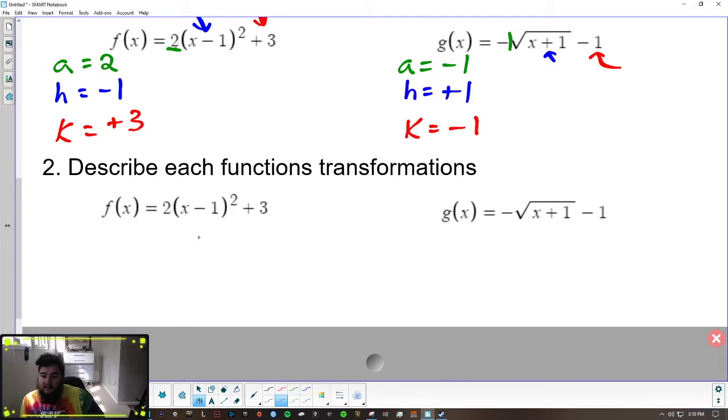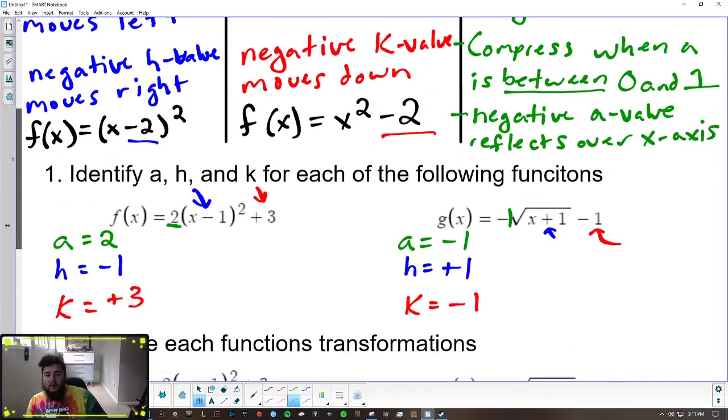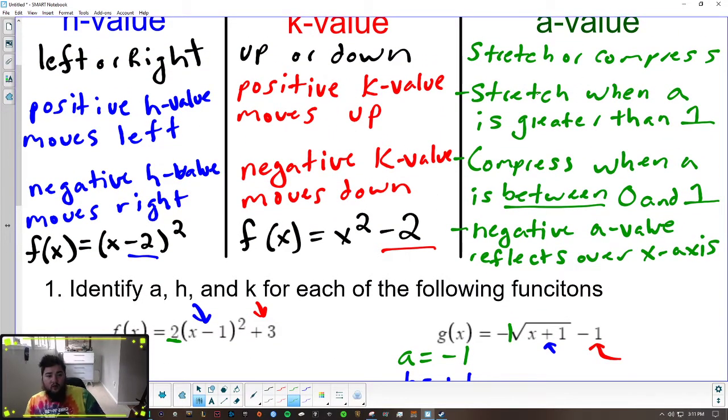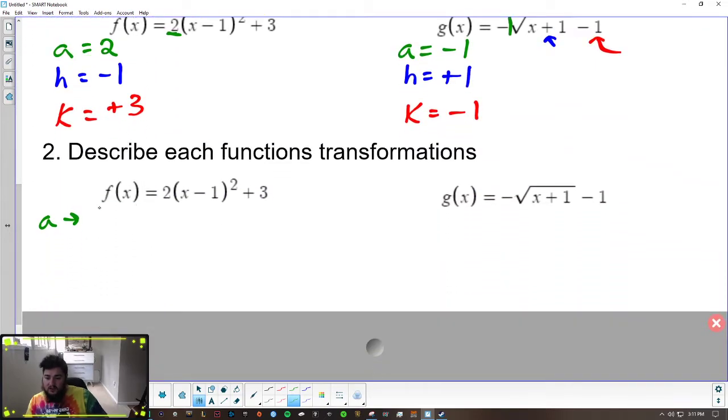So we're looking at the same functions, this 2 times x minus 1 squared plus 3, and negative square root of x plus 1 minus 1. We're now going to take those 3 values we find, and we're going to describe what those will do to our function. So if we look at our A value, we had 2. And if I go up and look, 2 is greater than 1. So I know my graph is going to stretch. Okay? You should always ask yourself, will it reflect? In this case, it won't because it's a +2.